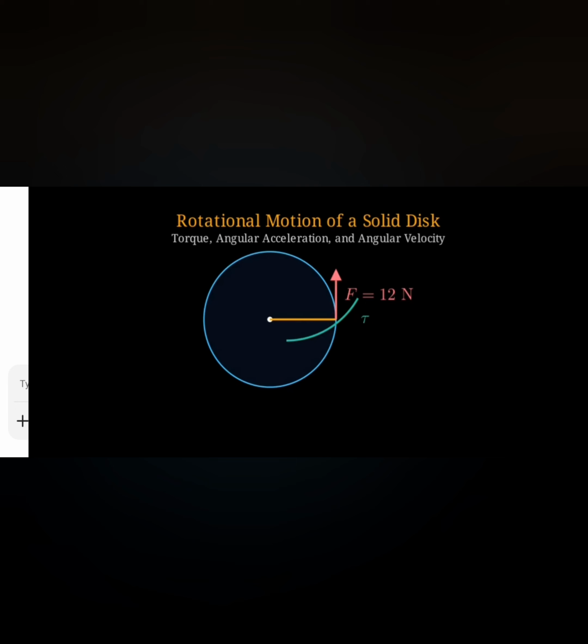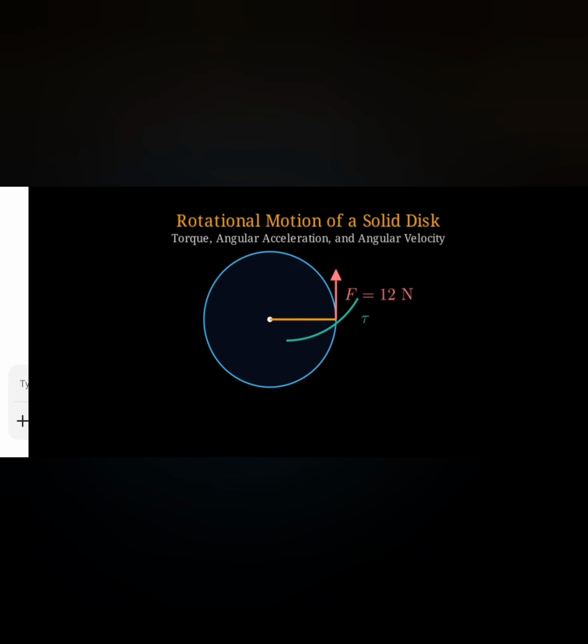Problem about a solid disk rotating when we push on its rim. We'll look at torque, then angular acceleration, and finally the angular velocity after a few seconds. We have a uniform solid disk with 4 kilograms mass and a radius of half a meter. A tangential force of 12 newtons acts on the outer rim, just like pushing on the edge of a wheel. This creates a torque that starts the disk spinning.